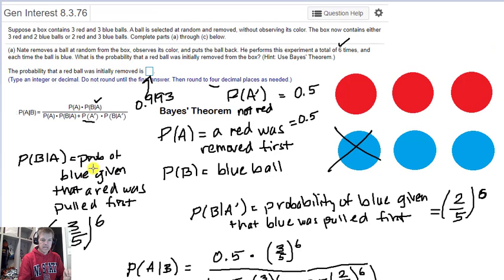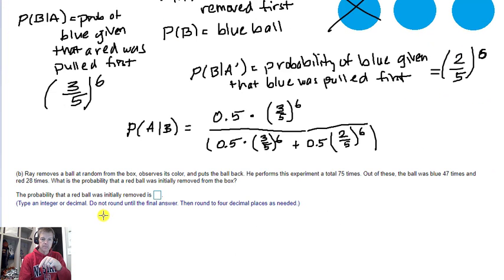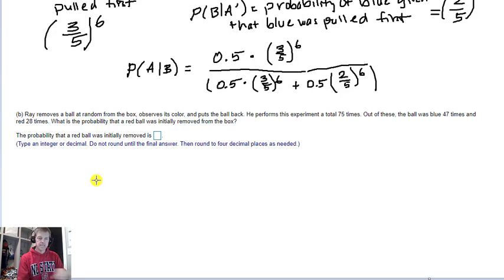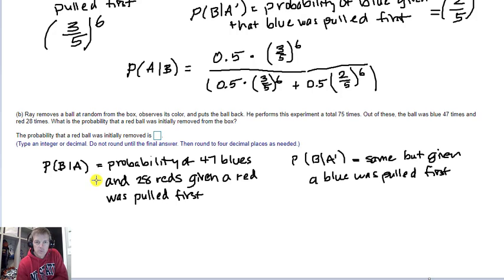Our probability of B given A was the probability that a blue was pulled 6 times given that a red was pulled first, and that was 3/5 to the 6th. Our probability of B given A now is what's the probability that I get a blue 47 times and a red 28 times. So let me write out the formula for what I just said. So in that formula we have to work out these two things, the probability of B given A. So what's the probability of getting 47 blues and 28 reds given that a red was pulled first? And then the other one that we need in the denominator was what's the probability of 47 blues and 28 reds, but given that a blue was pulled first.